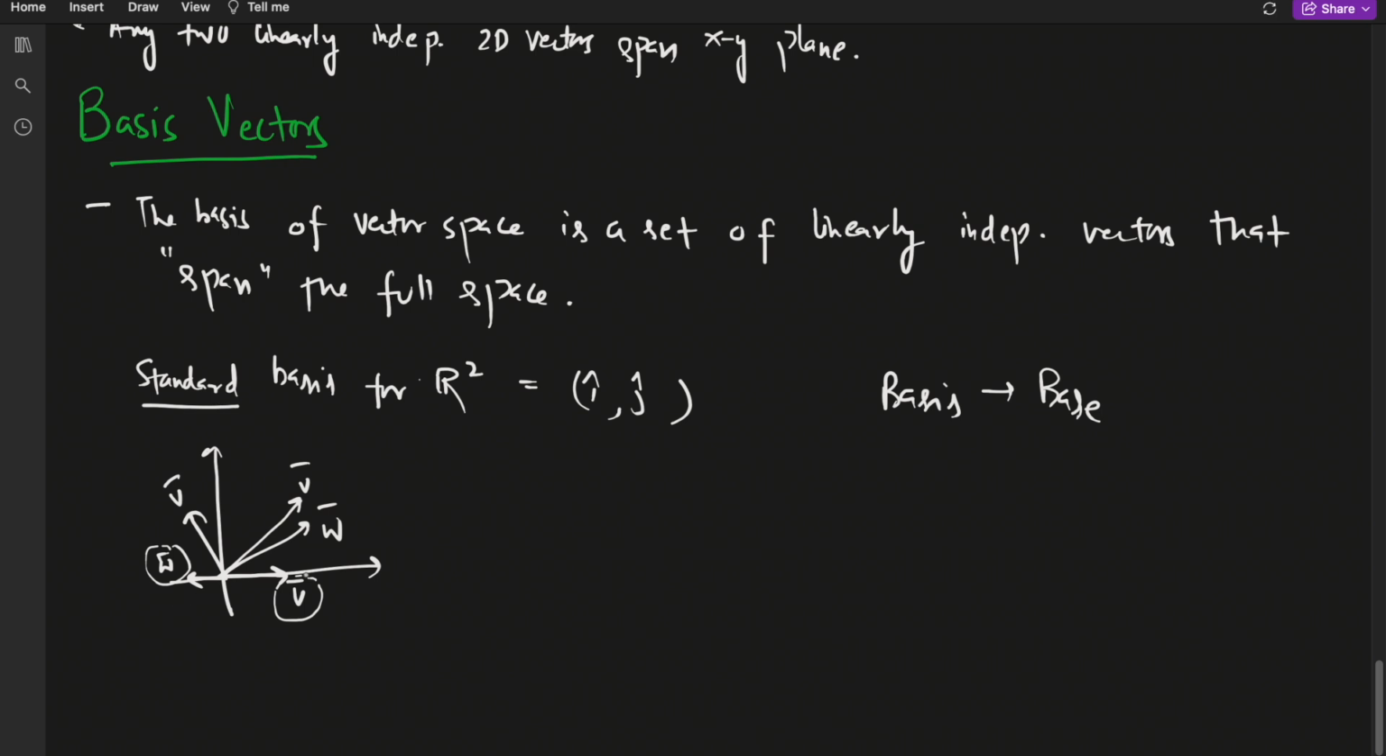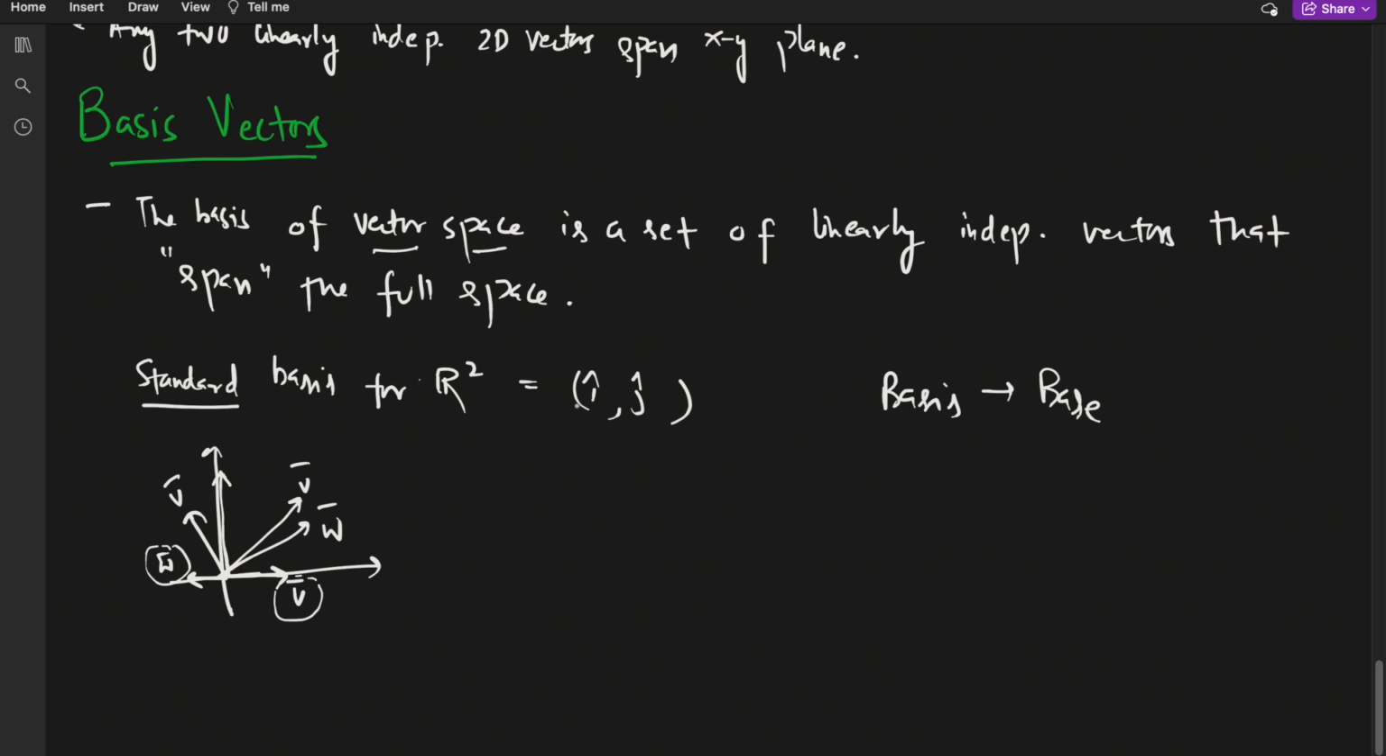Because using the linear combination of this v and this w, I cannot get this vector, right? Because this lies outside the span of these two, v and w, the bottom one, right? So I think you got the idea what is the basis for a vector space. A basis for a vector space is nothing but a set of linearly independent vectors that span the entire full space.